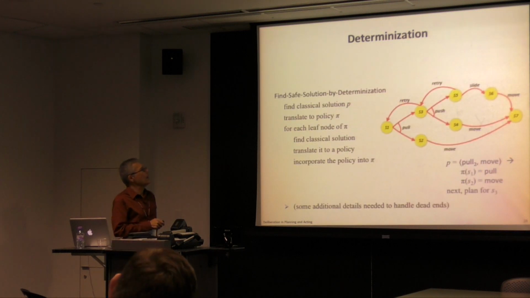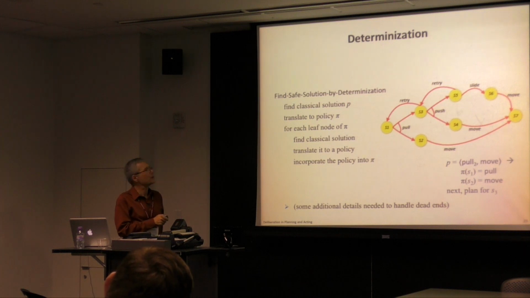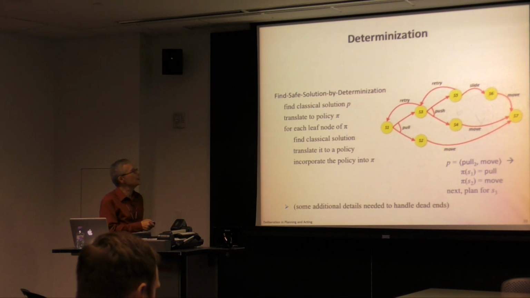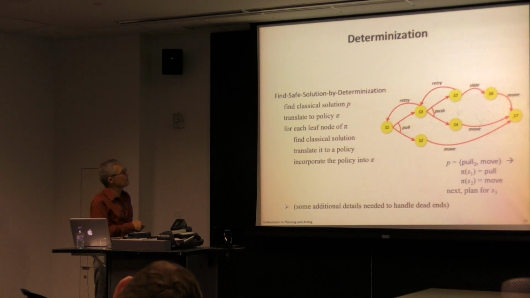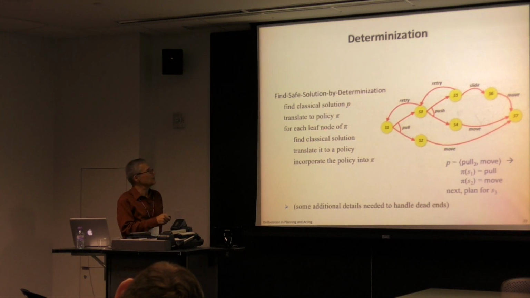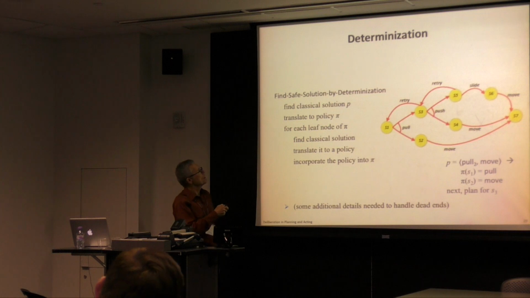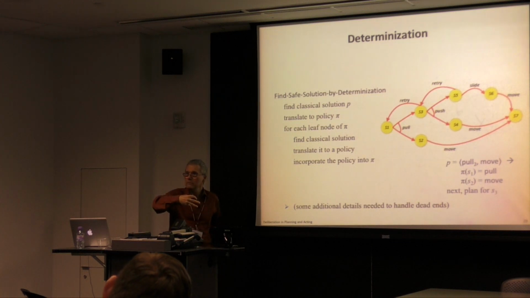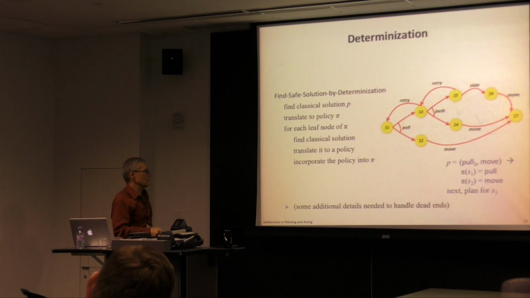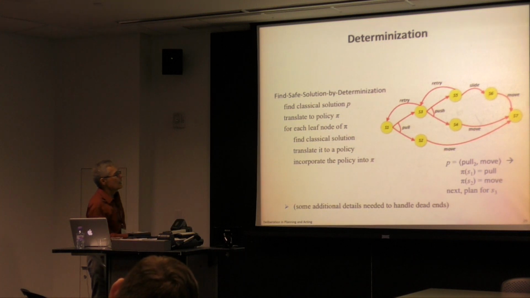Okay. So this gives us a modified version of that guided algorithm called find safe solution by determinization. The idea is you find a classical solution to your problem in the determinized domain. You translate it to a policy. Then, since this is an unsafe solution, there are a lot of leaf nodes that aren't goals. For each one of those, you find a classical solution, translate it to a policy, and incorporate it into your existing policy. And you just keep going like that until you're done. All right? There are some additional details that you need in order to handle dead ends. That gets a little bit complicated, and I'm going to skip it.